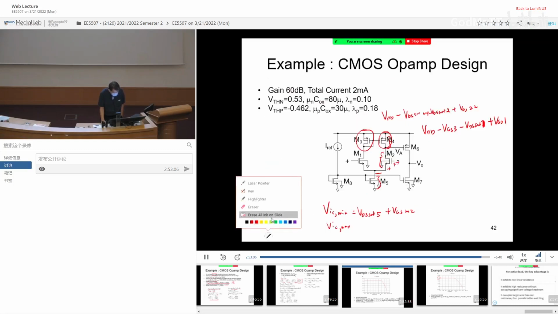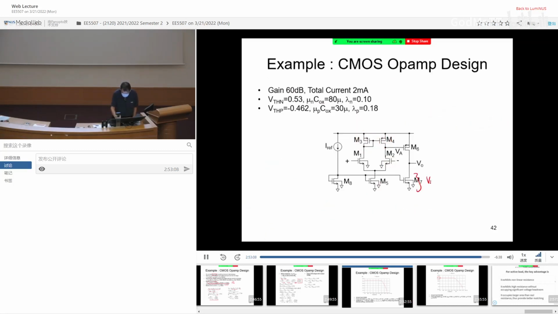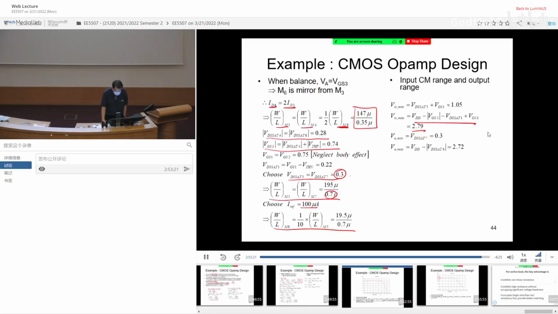For output, the maximum and minimum are basically just VDS set 7. The maximum is VDD minus VDS set 6. Okay? So all these will allow you to know the design op-amp should operate within what voltage range. So in op-amp design, this is actually quite important analysis.